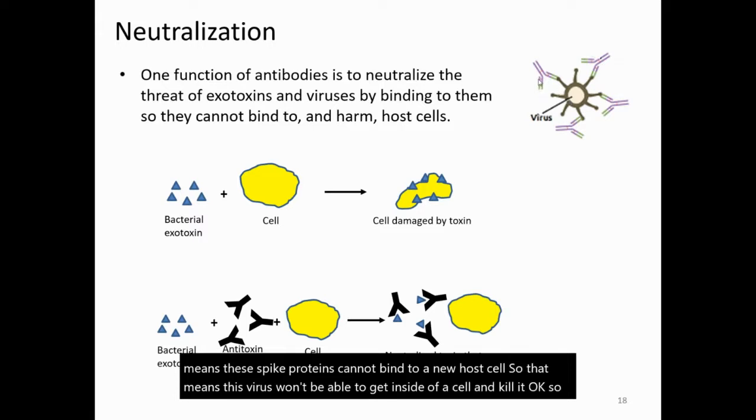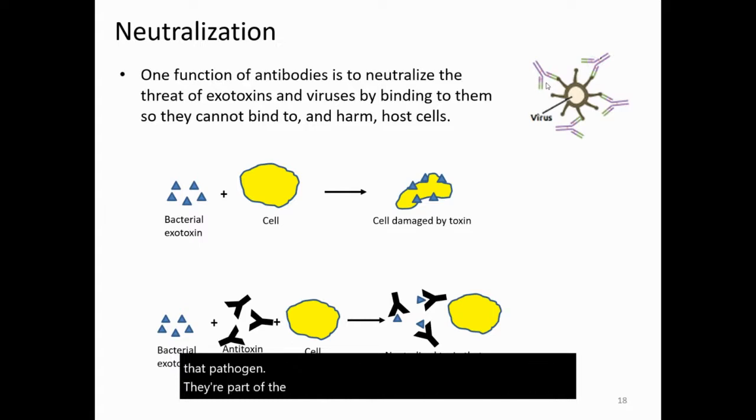So again, the antibody is neutralizing the threat by binding to part of that pathogen or part of the toxin in order to prevent it from binding to a new host cell. Okay, so it's neutralizing the threat.